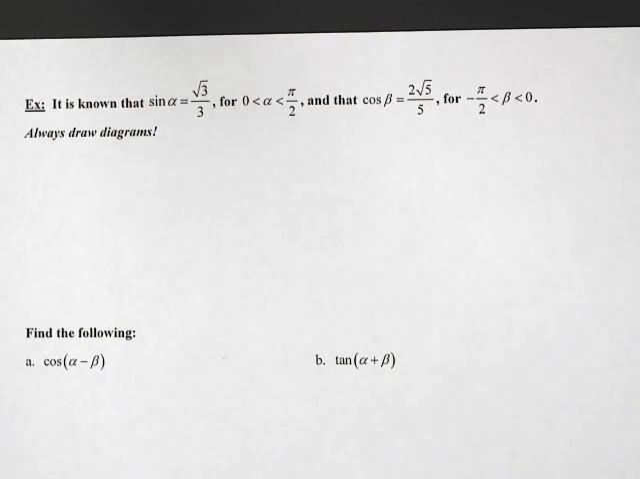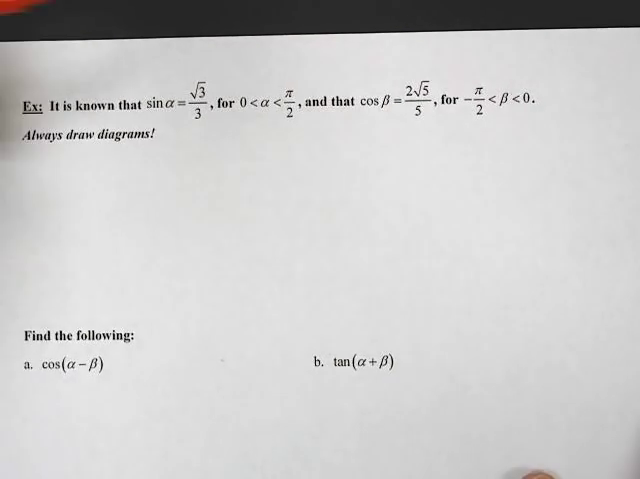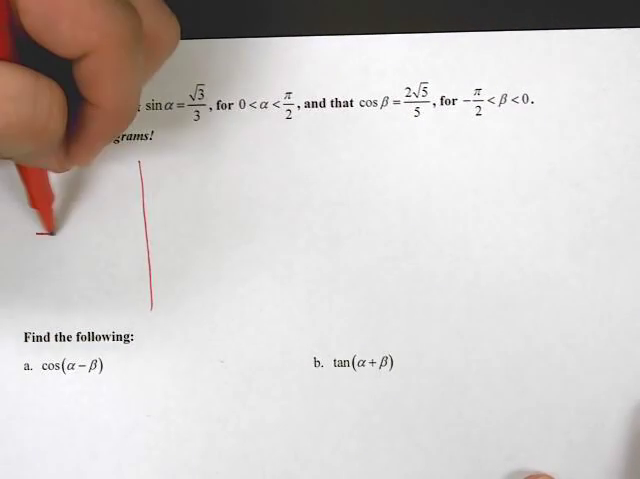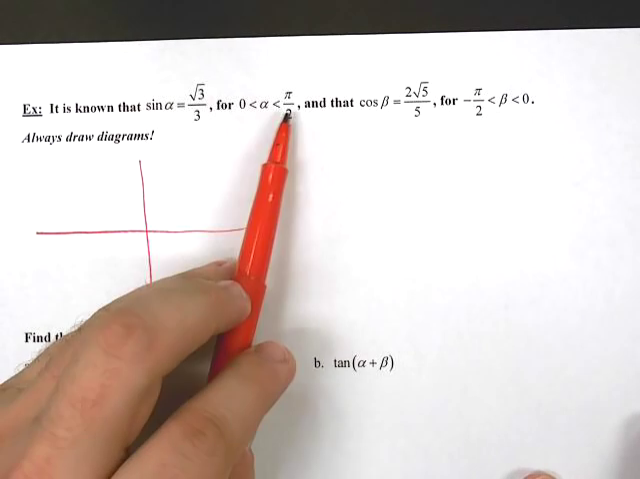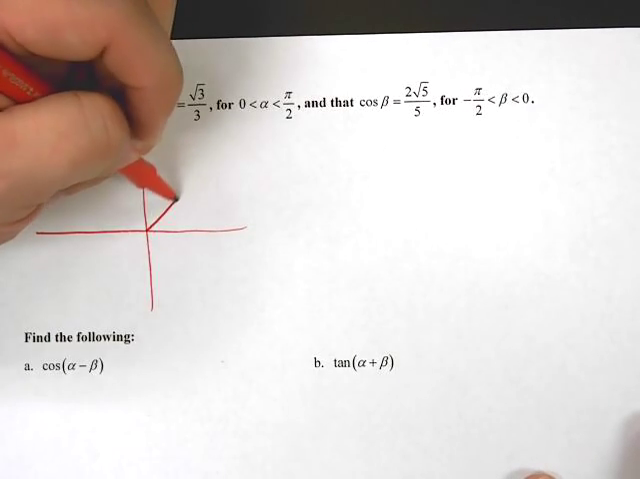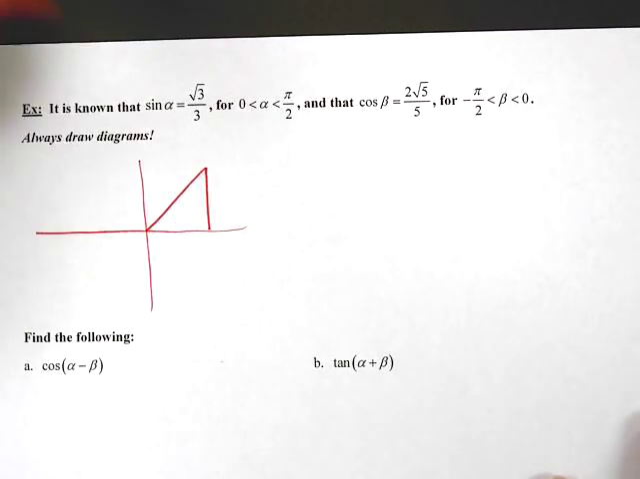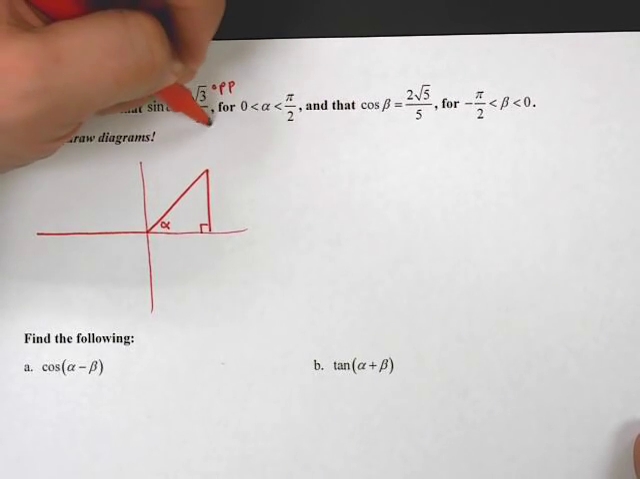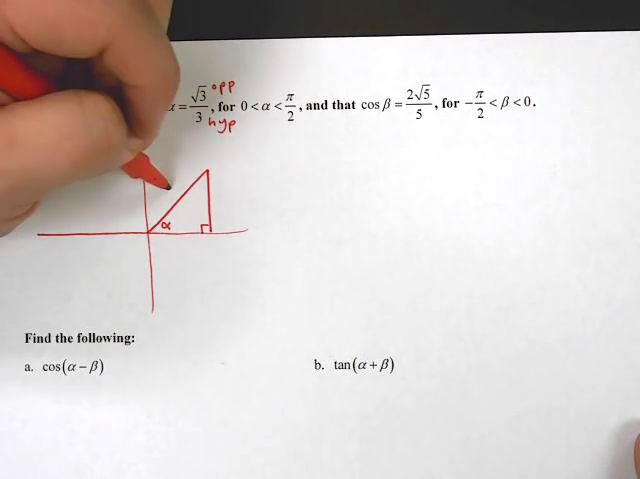Alright, so we have new angles, which means we need to draw new pictures. New pictures. Let's take a look here. Okay, so draw a diagram. 0 to pi over 2. That's nice. Okay, I know I'm in quadrant 1 here. Right angle, alpha angle. Sine is opposite over hypotenuse. So I know my hypotenuse is 3.